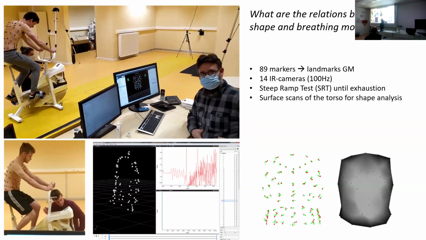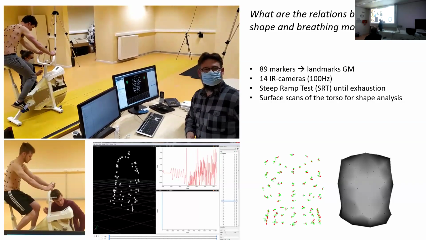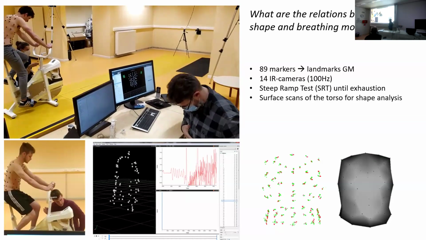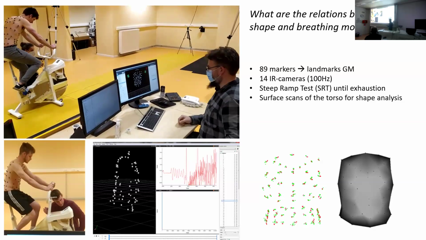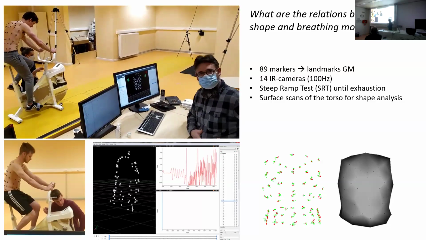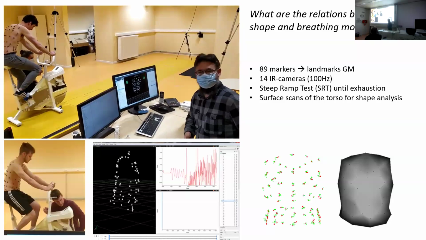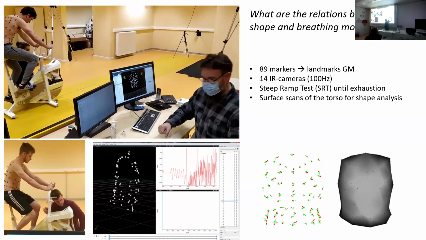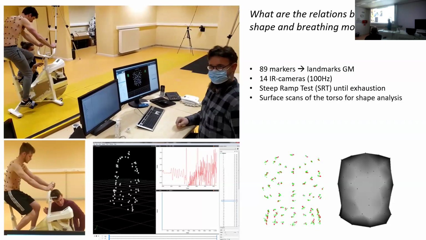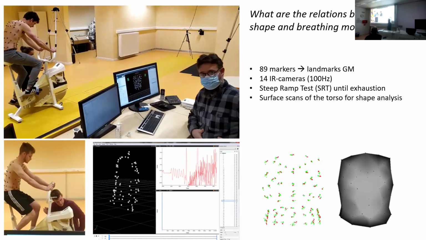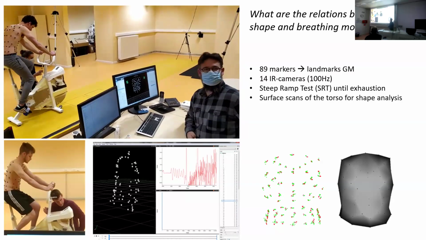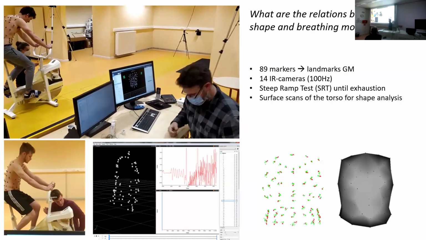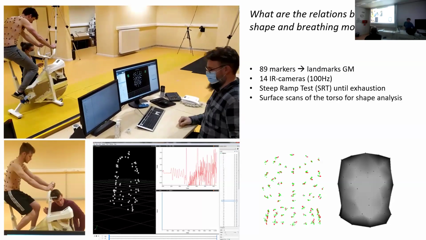People carry a set of 89 infrared markers. They are surrounded by a set of infrared cameras that record with a frequency of 100 hertz a lot of landmark configuration during breathing cycles. The volunteers undergo, again, a stress test, a so-called steep ramp test, which means that the resistance is increased until they are exhausted. Then they stand up and breathe in a standing position. And this is what is then recorded by the cameras and is what we analyze in our experiments.